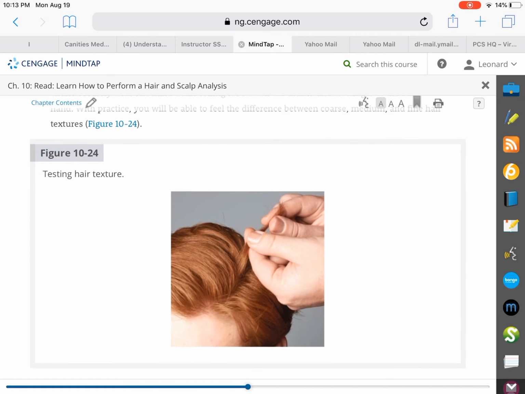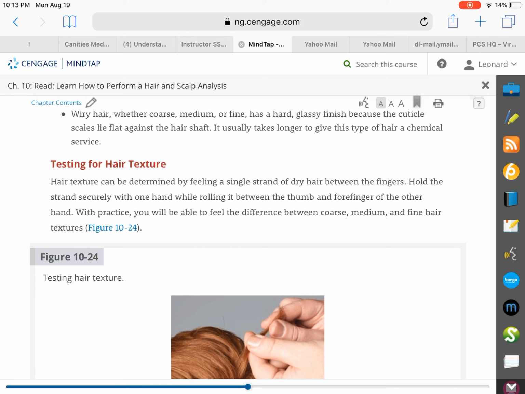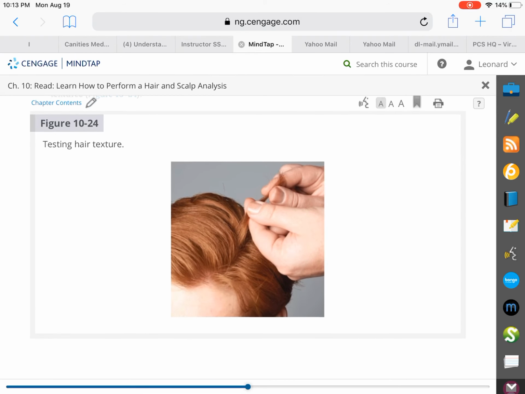How do you test? This is how you test. You feel a single strand of dry hair between the fingers. Hold the strand securely with one hand while rolling it between the thumb and the forefinger. With practice, you'll be able to determine the difference between coarse, medium, and fine hair textures.